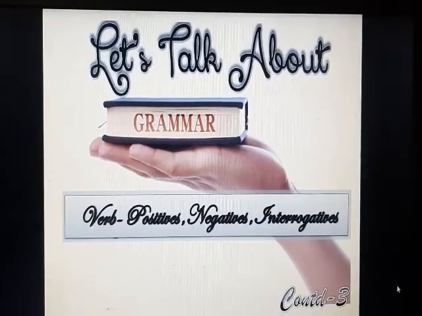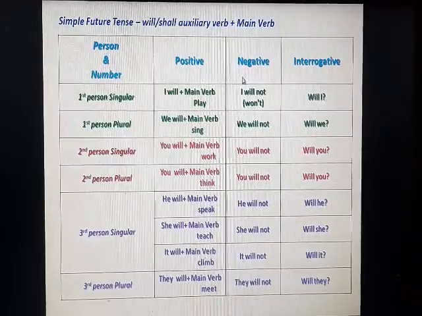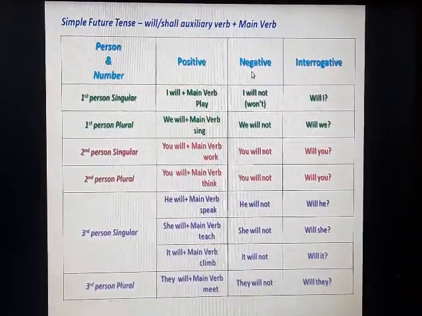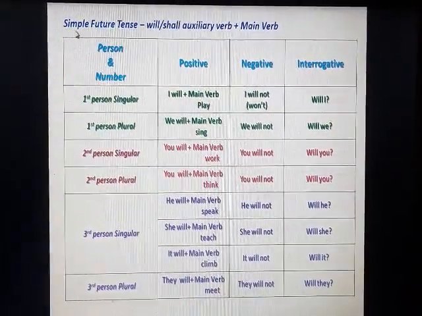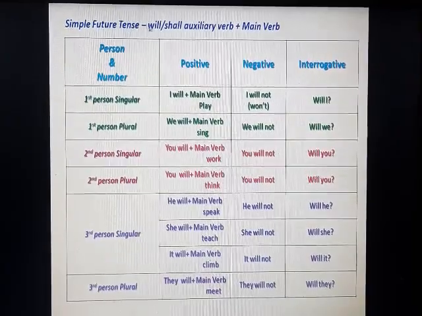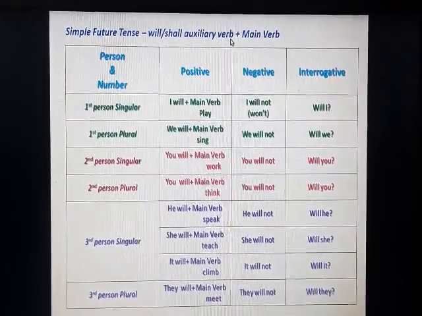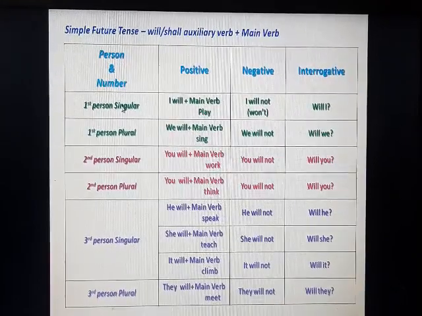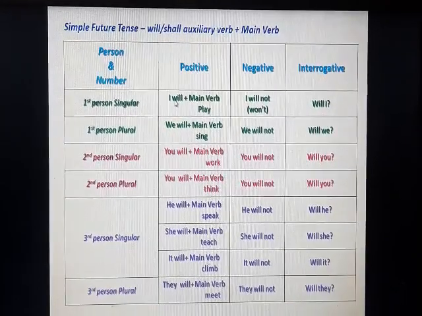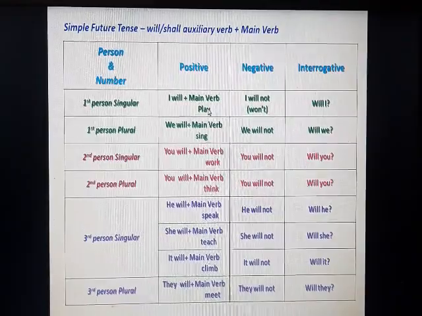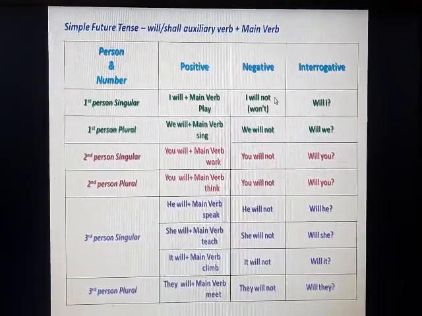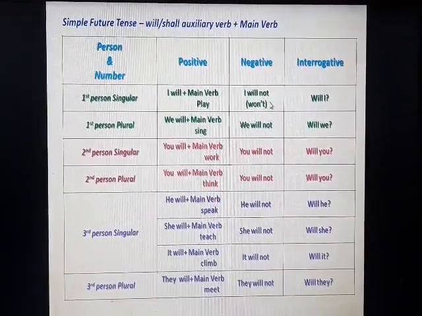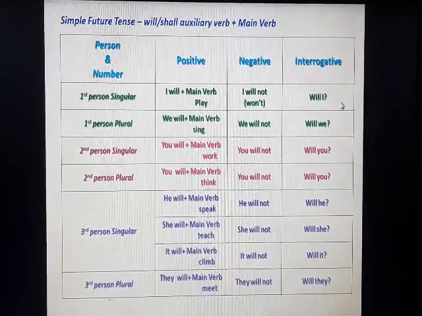Let's continue, children. In this session, we shall see how to form negatives and interrogatives with the simple future tense with the help of the auxiliary verb will and shall plus main verb. So in the first person singular, the positive is I will plus main verb. So I will play. In the negative, I will not play or I won't play. In the interrogative, will I play?